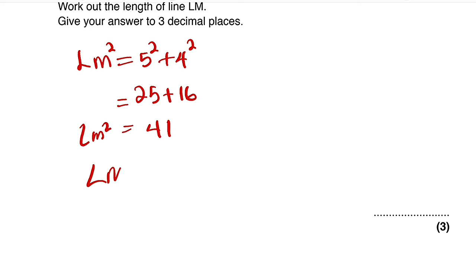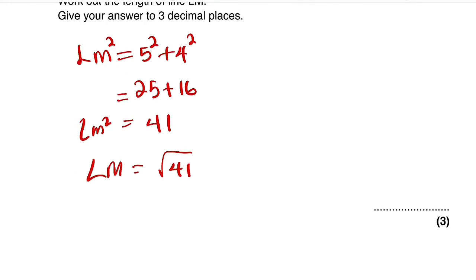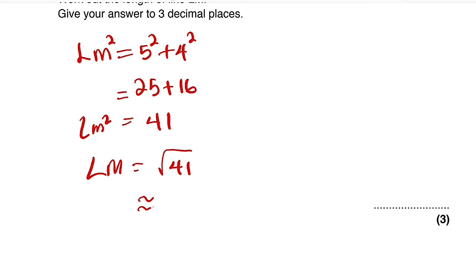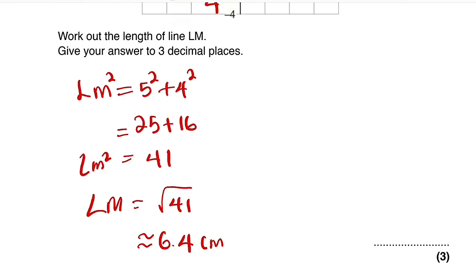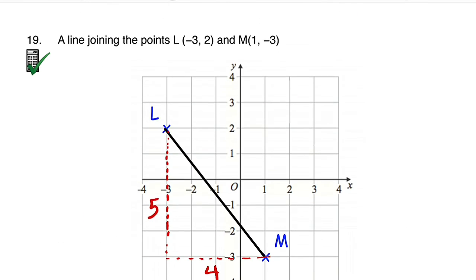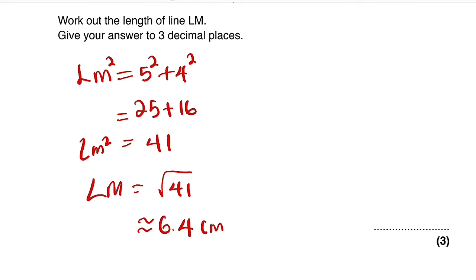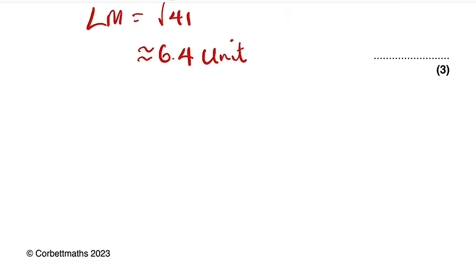So LM will be equal to square root of 41, and this is approximately equal to 6.4 cm. I don't know, what's the unit? Okay, there is no unit here, so you can write unit. And this is the final answer.